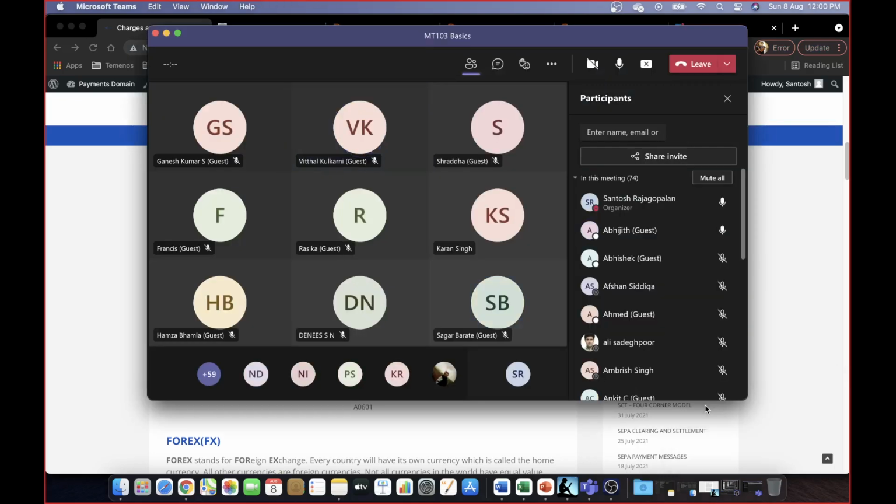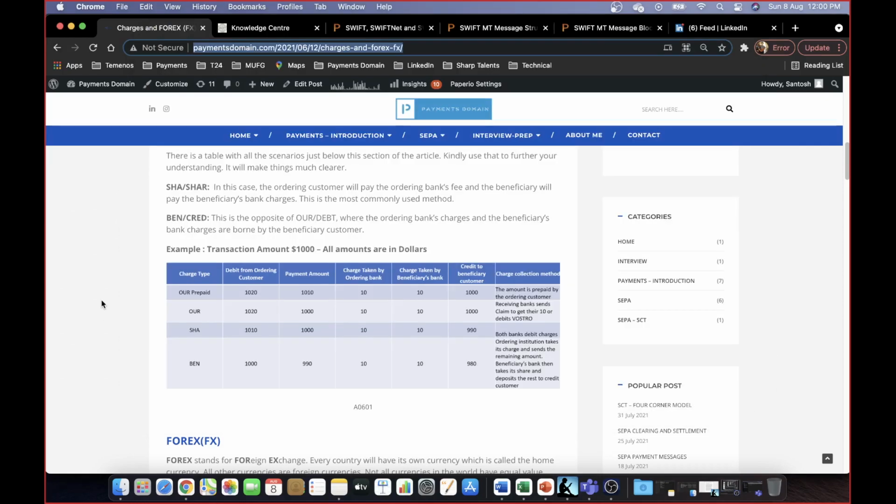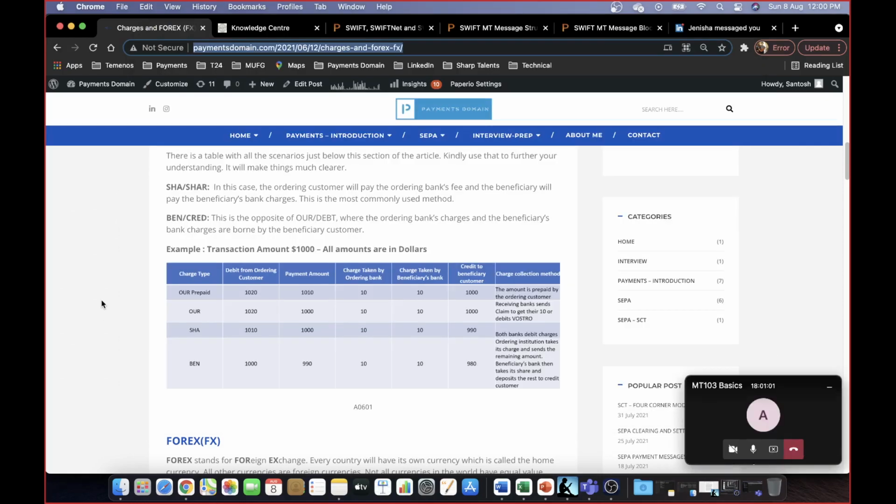Hi, Santosh. Yeah, I have a doubt regarding charges based on OUR. From the table, we are able to see that we are debiting 1,020 from the customer. In the case of the second one, we are receiving a charge claim from the receiver bank. If we receive a charge claim with an amount different from what we have already debited, say 10 is the beneficiary bank's charge, but we received a charge claim with 15, in that case, what will be done?